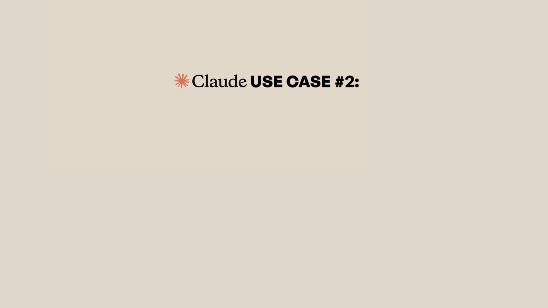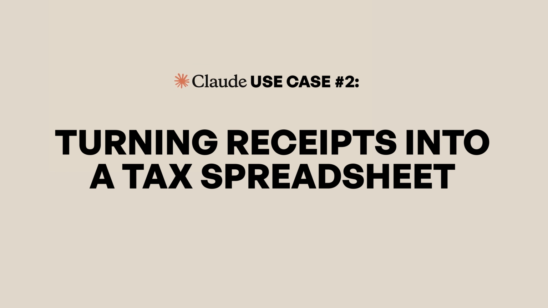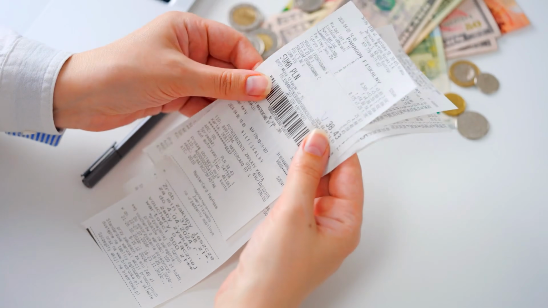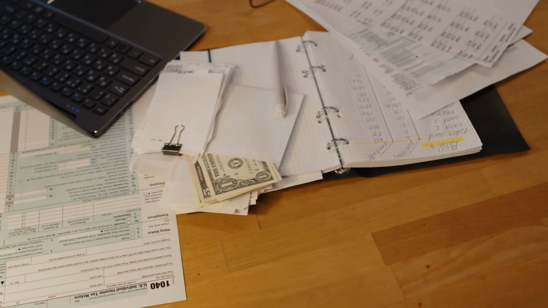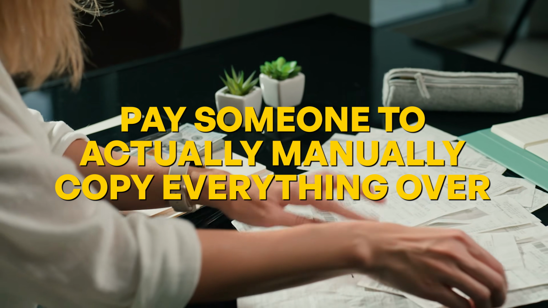Okay, let's talk about the second use case, which is basically turning receipts into a tax spreadsheet. Obviously, every business owner hates receipts and having to deal with them. So if you have a folder full of PDF receipts, at some point those need to become a spreadsheet for taxes or bookkeeping or expense reports. So either you're gonna do that yourself or you're gonna pay someone to manually copy everything over.